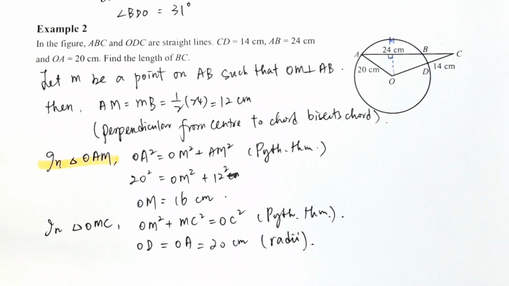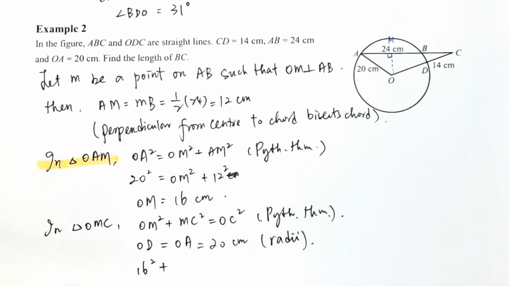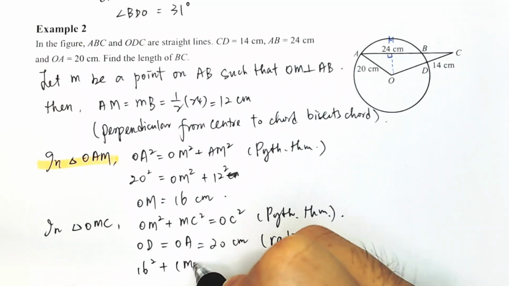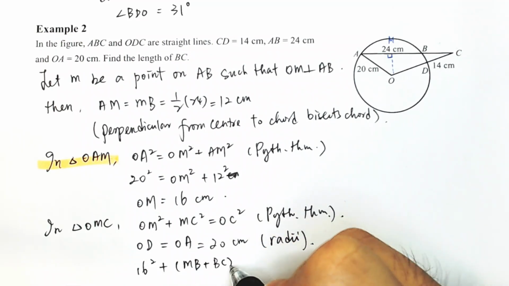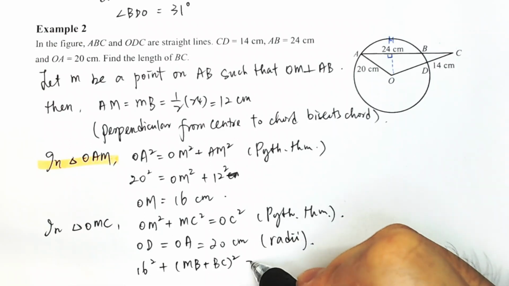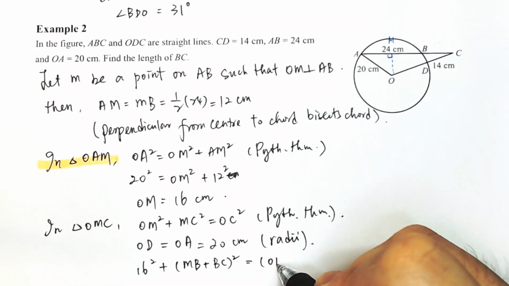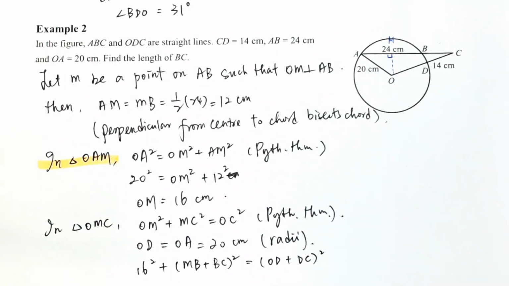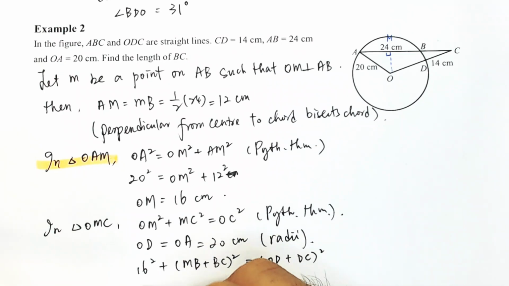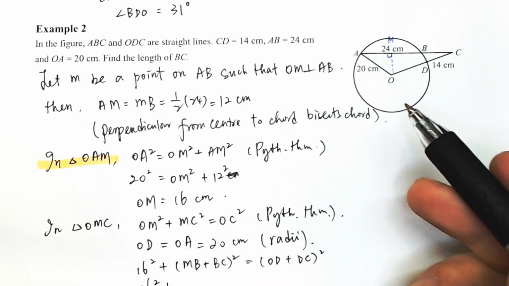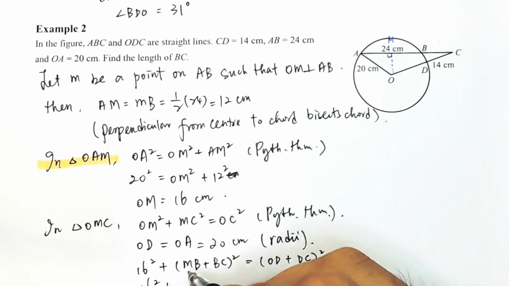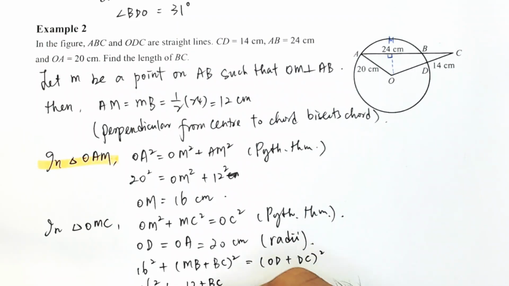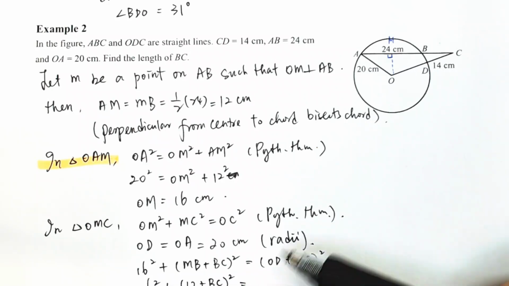And now you can do the substitution. You can have 16 square plus MC square. You can write say MB plus BC square, or you can do it afterwards, I don't mind. And it's equal to OC. OC is OD plus 14, or OD plus DC. So you have 16 square plus MB is 12, so we have 12 plus BC square, and it's equal to 20 plus 14, that is 34 square.